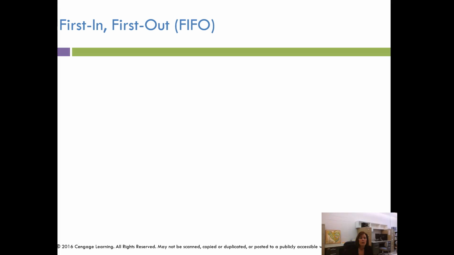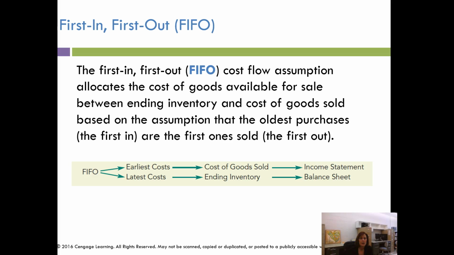Now we get to FIFO, which stands for first in, first out. And this assumes that the stuff we bought first, we sold first. And so the stuff we paid for initially would be the stuff we sold first, and that would comprise our cost of goods sold. And the stuff that we bought most recently, unless we sold everything, is going to be what's sitting in our warehouse. And that will contribute to our ending inventory figure, and that's what ends up on our balance sheet.